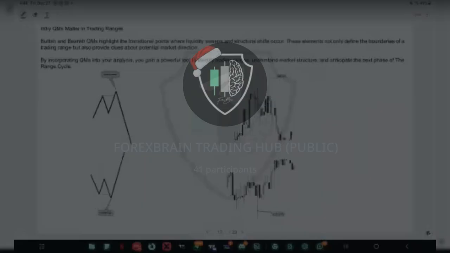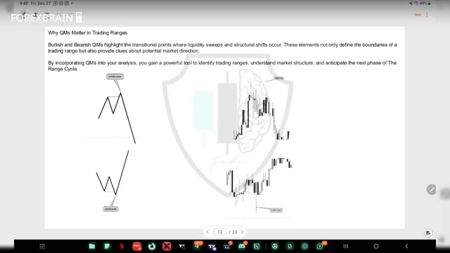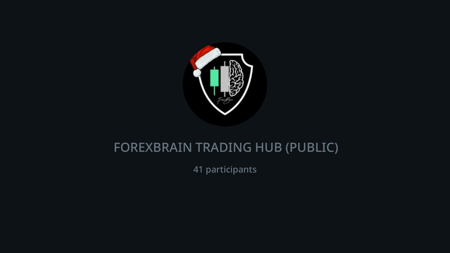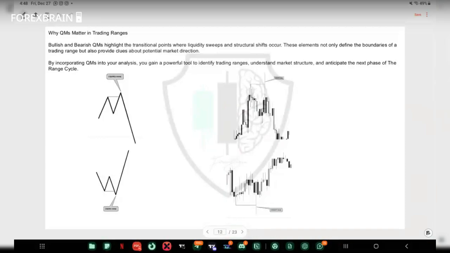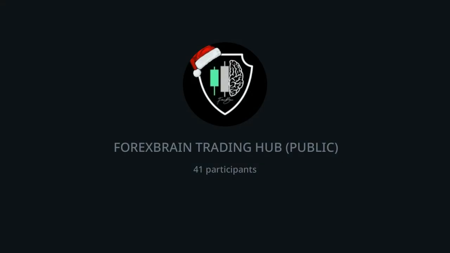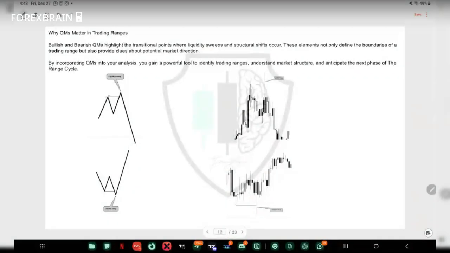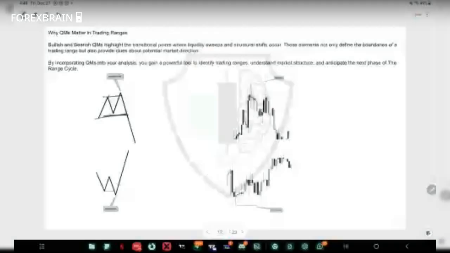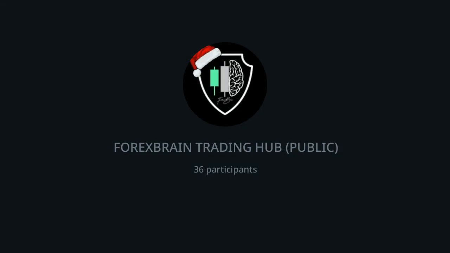Okay. So why QMs matter in trading ranges? Bullish and bearish QMs highlight the transactional point where liquidity sweep and structural shift occur. Do you understand? That means money has been taken and price has shown the significant power that it is moving into a particular direction. So it actually shows the taking of money and price showing the strength to its intended direction. That's just the transactional motive behind QMs.